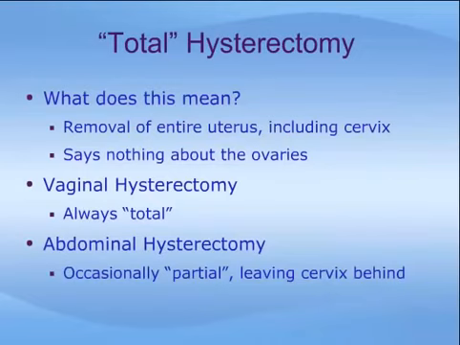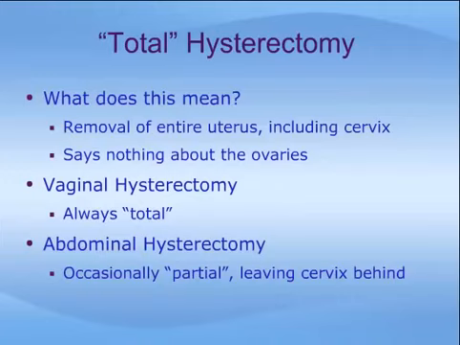The term total hysterectomy is commonly misunderstood. Most people take it to mean that the uterus, cervix, and the ovaries were removed, thus the common comment that everything was removed. The term total hysterectomy, however, only means that the body of the uterus, as well as the cervix, were removed. It says nothing of the ovaries. If the ovaries were removed, it is usually mentioned as a separate procedure, called a bilateral salpingo-oophorectomy, or BSO.